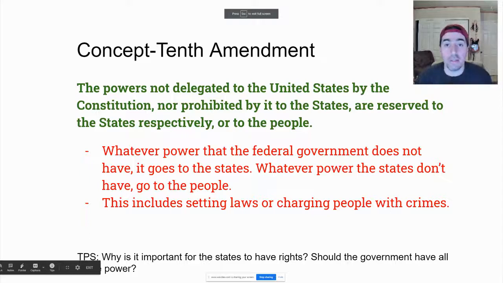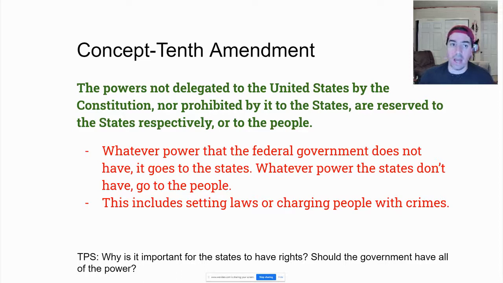All right, everybody. So we're going to be talking about the 10th Amendment, the final amendment in the Bill of Rights. And this one has to do with the hierarchy of power in this country. Basically, it says that power not delegated to the United States, the federal government, by the Constitution, nor prohibited by the states. So if something isn't given to the U.S. government, and it's not illegal in the states, then it's reserved respectively to the people.